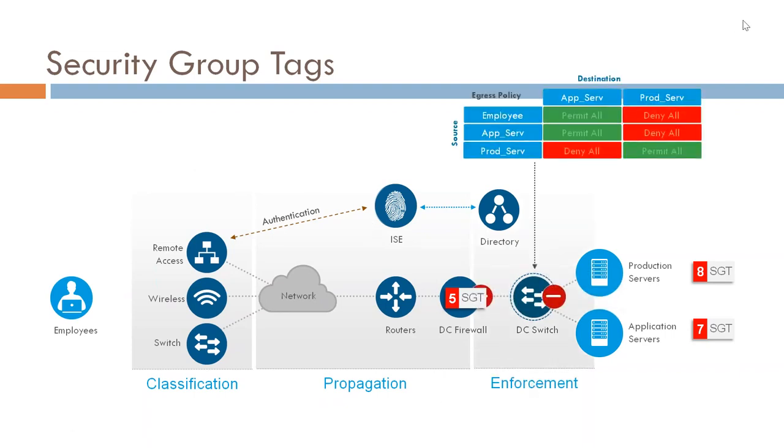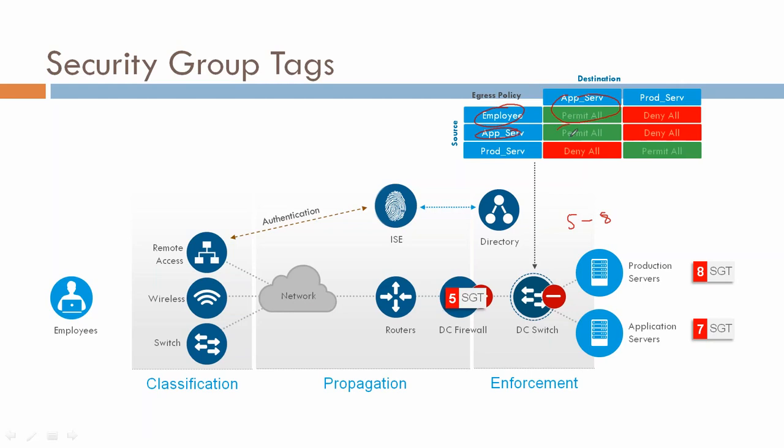Okay, and in this case you will see here that this particular group, that is the employee tag, is the source, and the destination is the app server. It's permitted. So from employee it can easily go to the production server. From employee, can I go to the application server? So actually this is the application server. From employee, this is source, this is destination. So 5 can go to 8. That's correct. There is no problem.